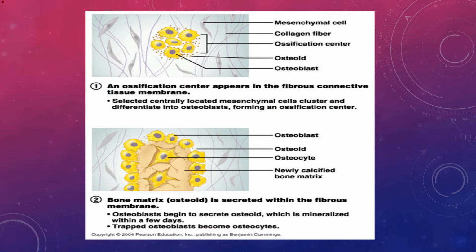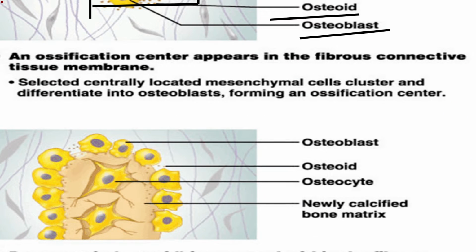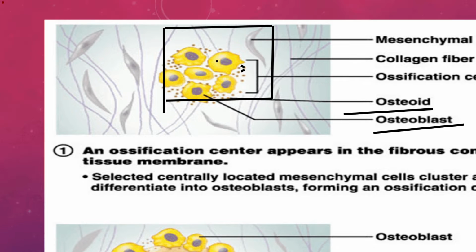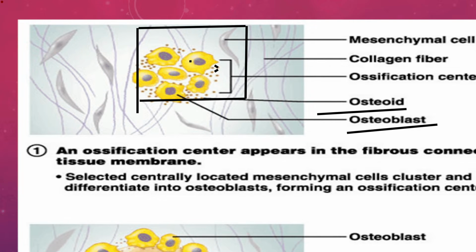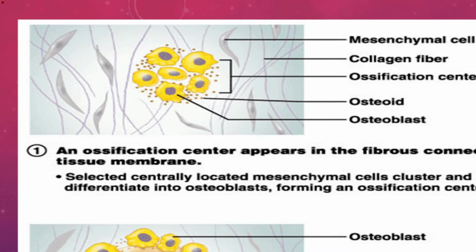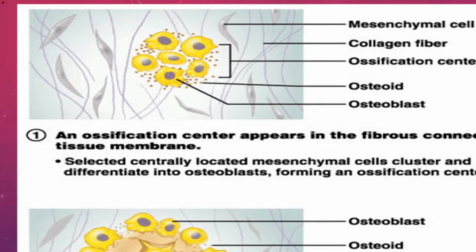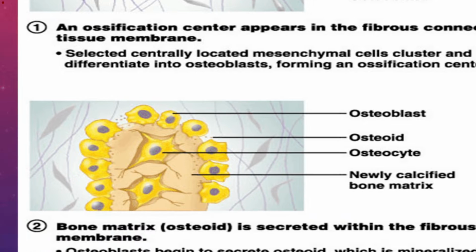Okay. So here is my ossification center where we got this fibrous connective tissue, and we got our osteoid and our osteoblast. So the osteoid is these little speckles in there. Let's zoom in a bit on here. We got osteoid, that's our organic material. We got our osteoblast. And so the osteoblasts are going to start to lay down bone. And so you see that happening here.